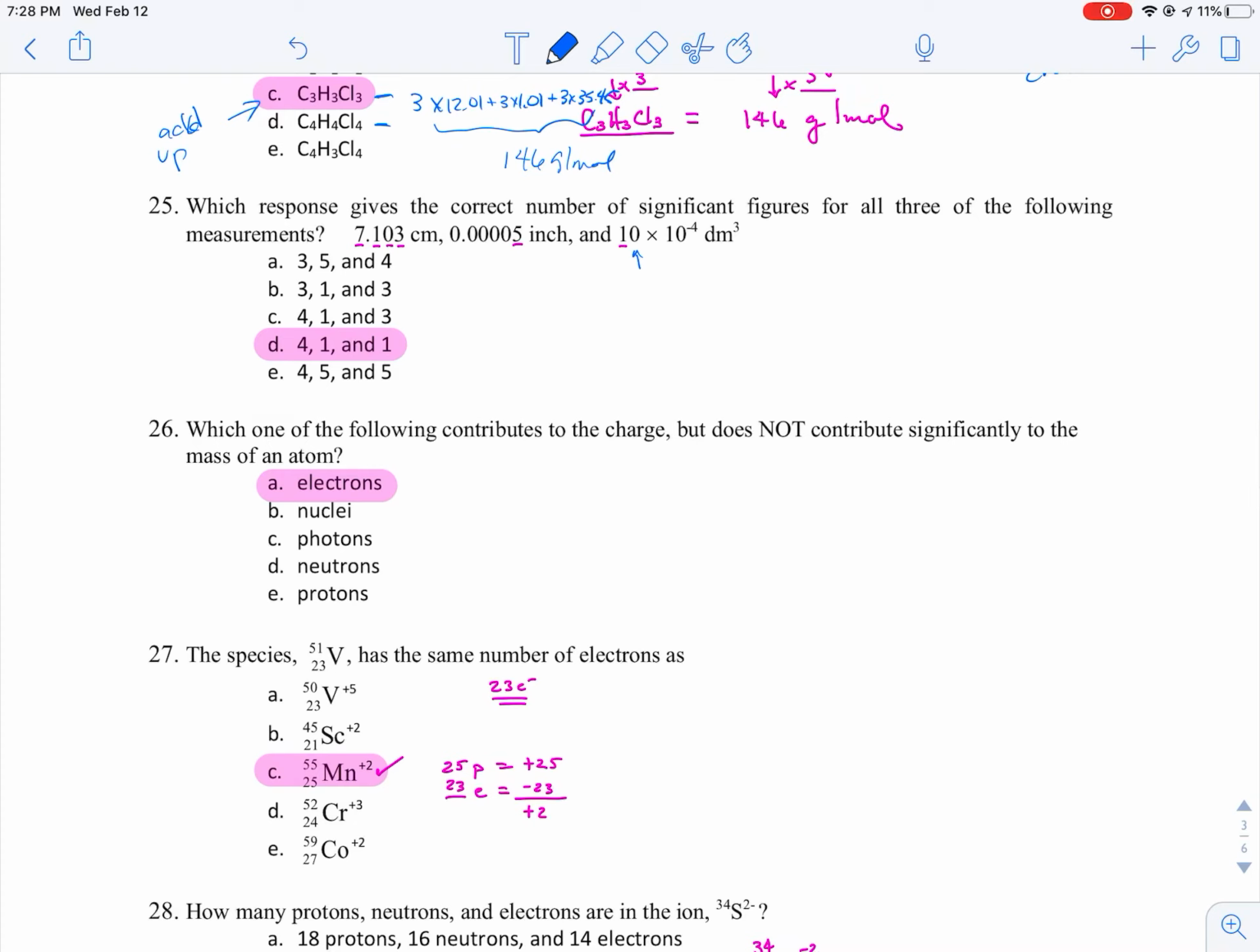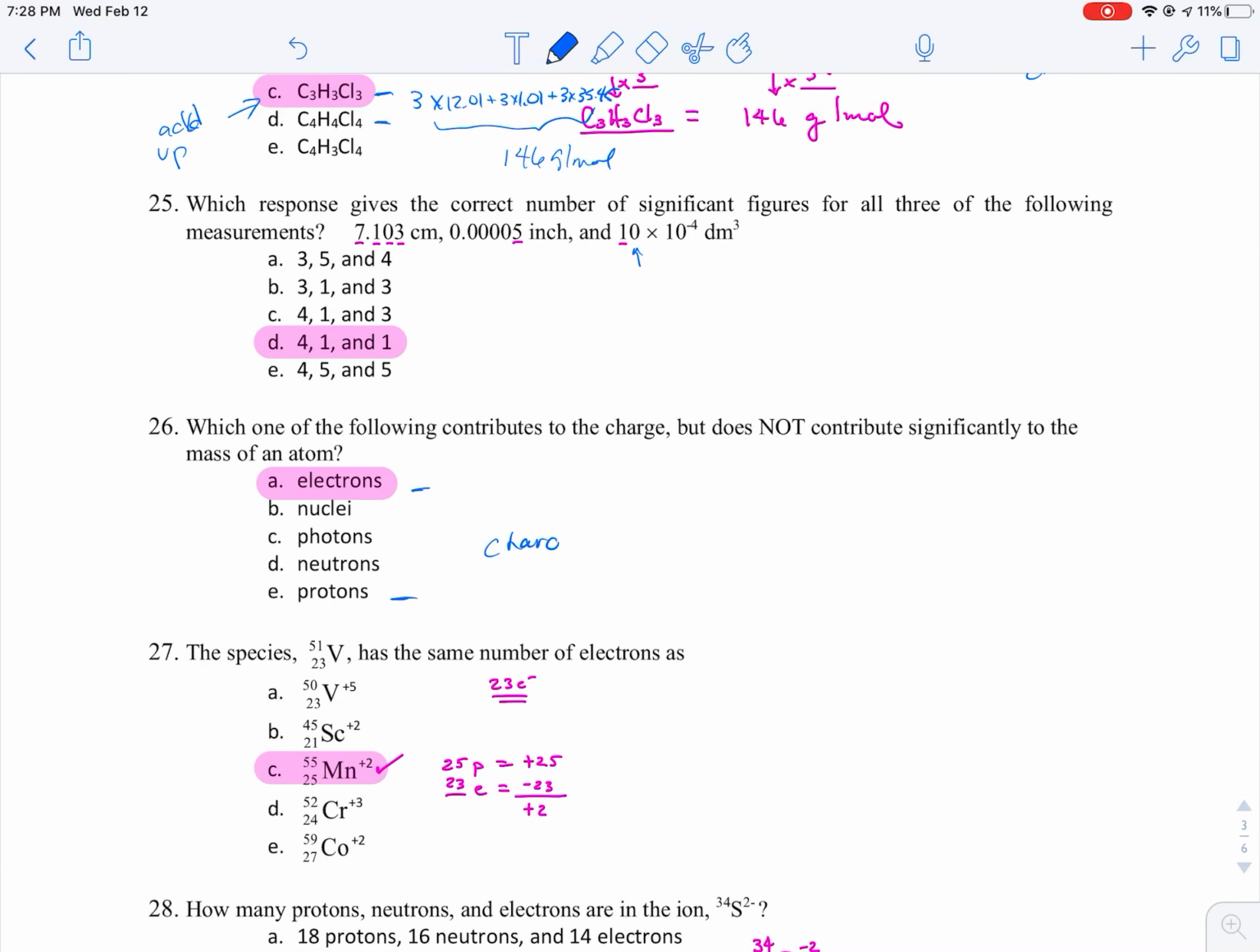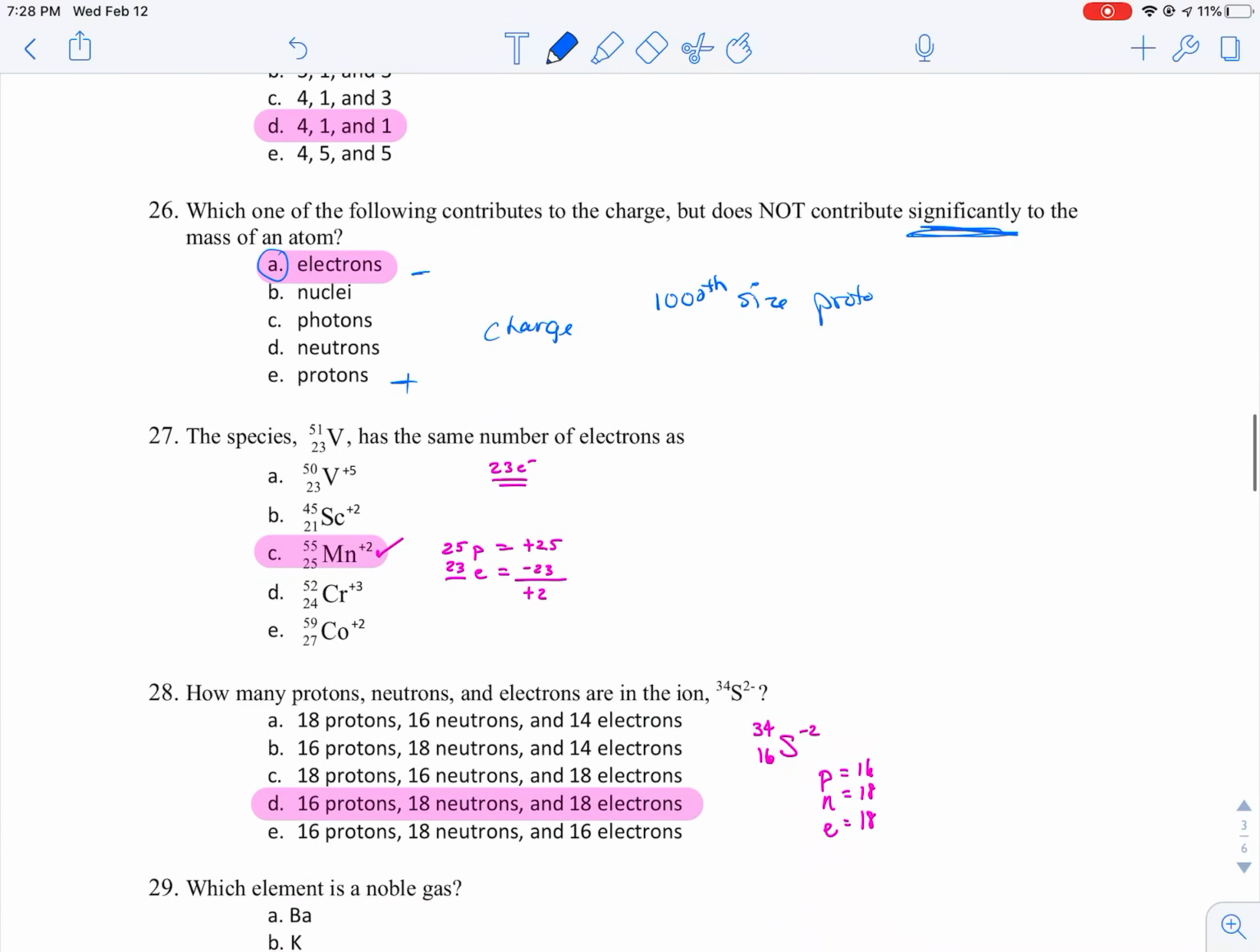Okay, so what contributes to the charge but not the mass? If you're just looking at the charge, it's the protons and the electrons that contribute to the charge, but the electron is 1,000th of the size of the proton. So tiny. It doesn't contribute significantly to the mass. And that's why the answer should be an electron.